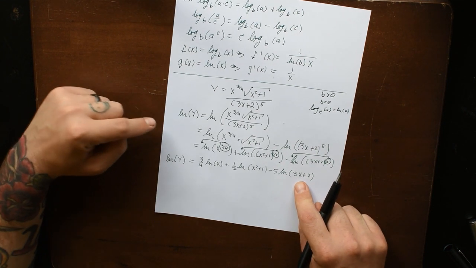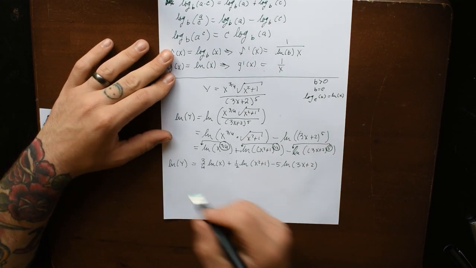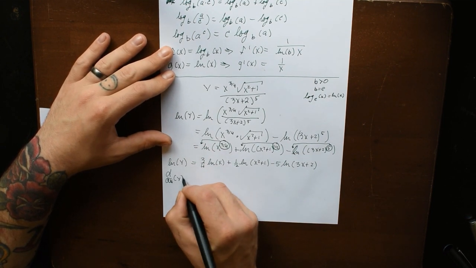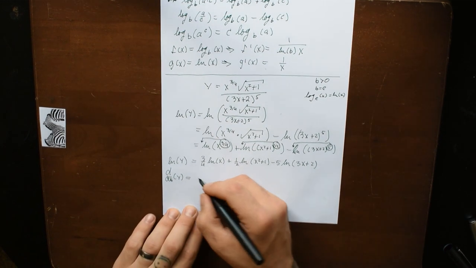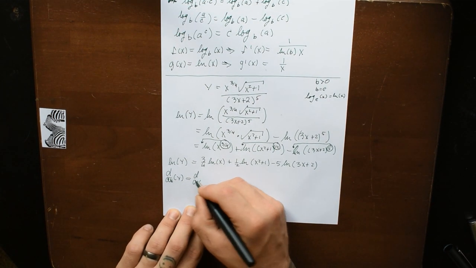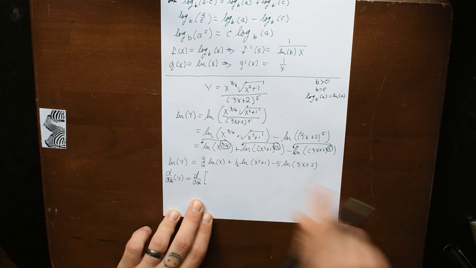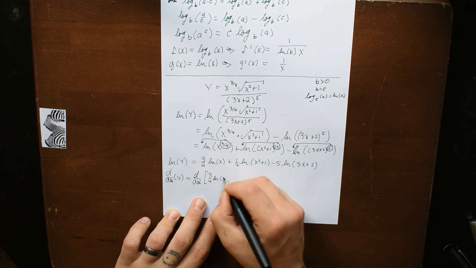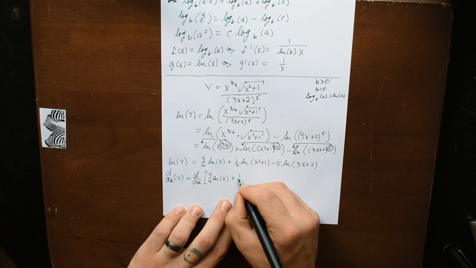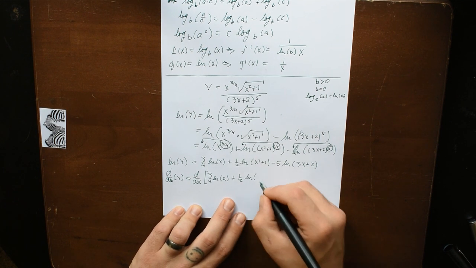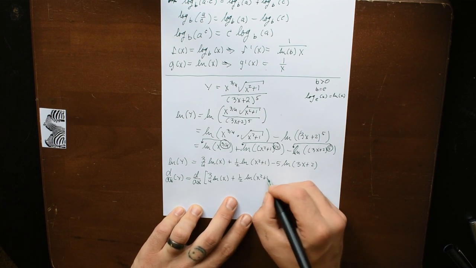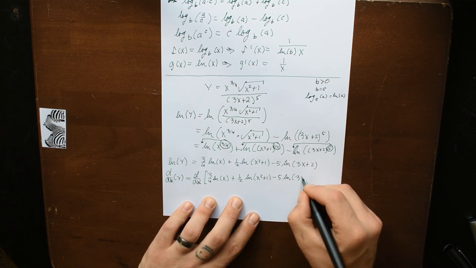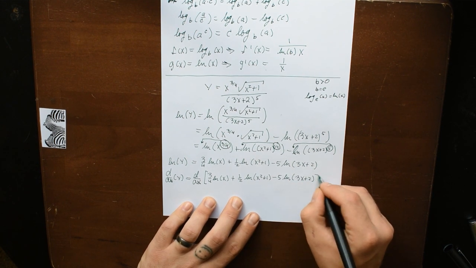And now, if these two sides are equal, that means the derivative with regards to x of y has to be equal to the derivative with regards to x of this whole side: 3/4 natural log of x plus 1/2 natural log of x squared plus 1 minus 5 natural log of 3x plus 2, bracket.